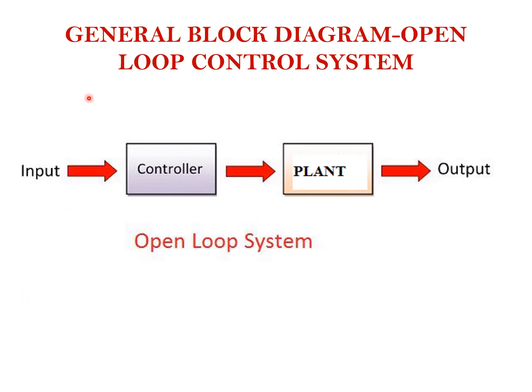Okay, see, this is the general block diagram for open loop control system. So what are the components in the open loop control system? Input, controller, plant and output. See, there is no feedback connection. What is feedback? Output is connected to the input, that is known as feedback. So there is no feedback connection, so there is no error correction also. So the output is not an accurate one.